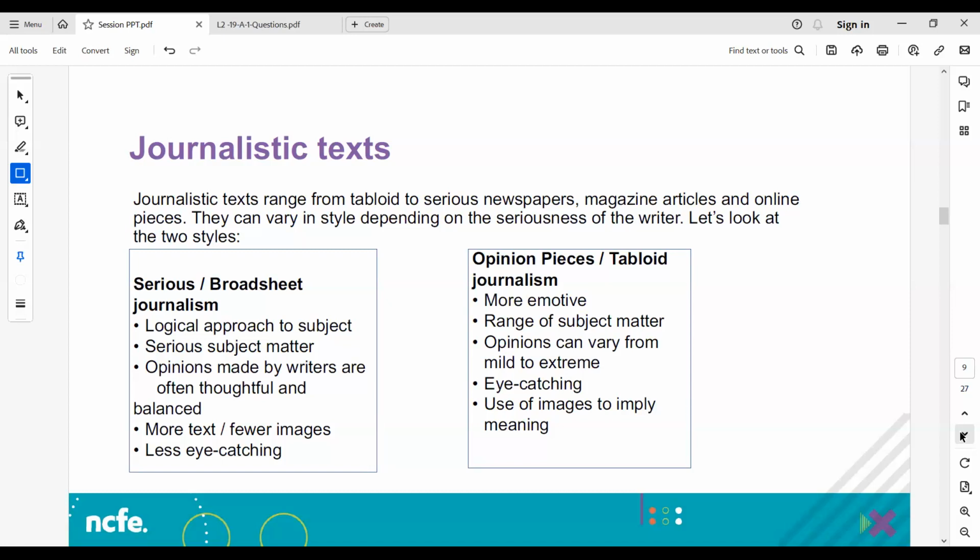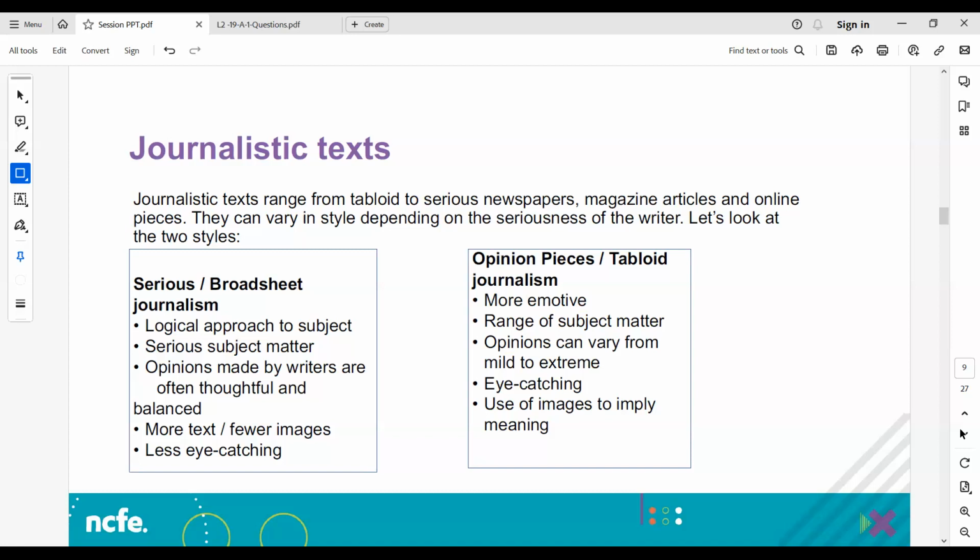So a serious journalistic text, there'd be a logical approach to the subject. So again, a journalistic text would be a type of factual text that we've already looked at. So there's that overlap. So there'd be that logical approach of how the text is planned, how it's set out, and how it follows as you read it. Generally, it'd be more serious. The subject matter itself is usually more serious.